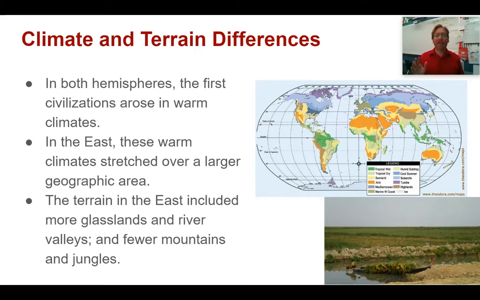The terrain in the East also included a lot more grassland and river valleys. Okay, rivers for people to live in and grassland surrounding those rivers. Semi-arid areas tend to have a lot of grass. And this would allow those civilizations to kind of spread out over those territories. Whereas in the West, we're dealing with a lot of mountain and jungle stuff that's really confining and can squeeze in a population.